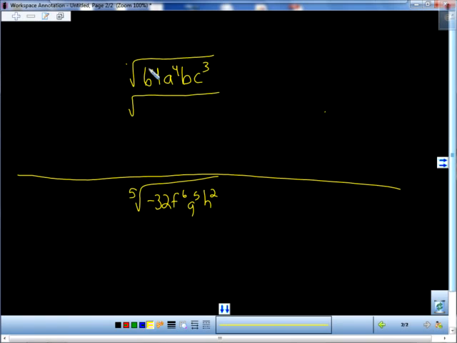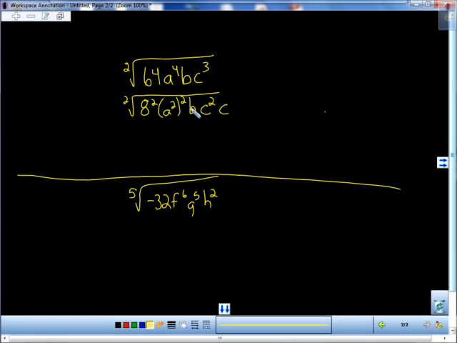So if we start with the 64, what's squared? This is understood to be a squared if there's nothing here. So what squared gives us 64? Well, it's 8 squared. What squared would give us a to the fourth? Well, a squared would give me a to the fourth. There's no way to take anything squared and get b, so I'm going to leave b alone. And we're going to break c apart. I have a c squared, which I could easily take the square root of, and I have 1c left over.